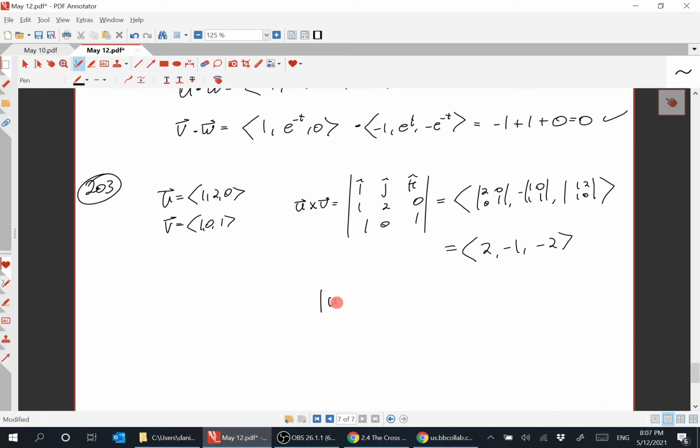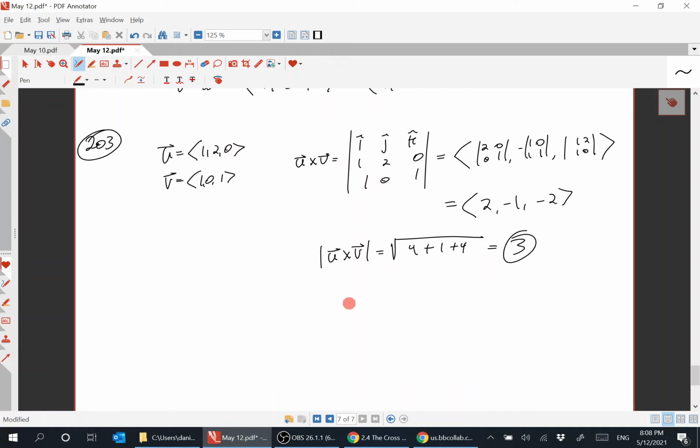So now the length of u cross v is equal to the square root of 4 plus 1 plus 4. So that's 9, so that's 3. So the length of u cross v is 3.